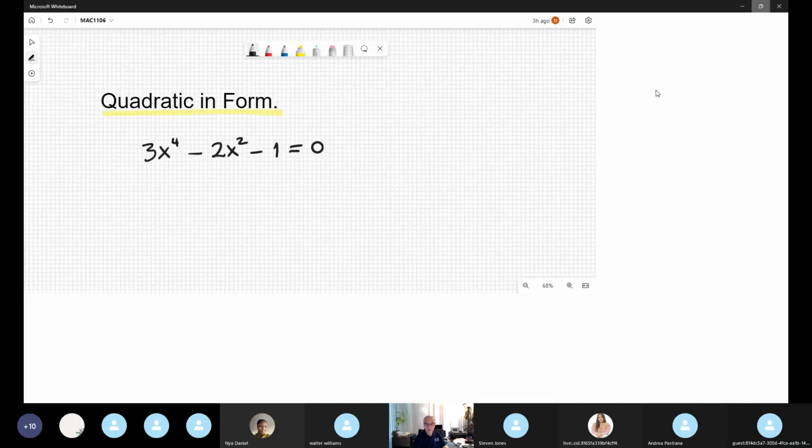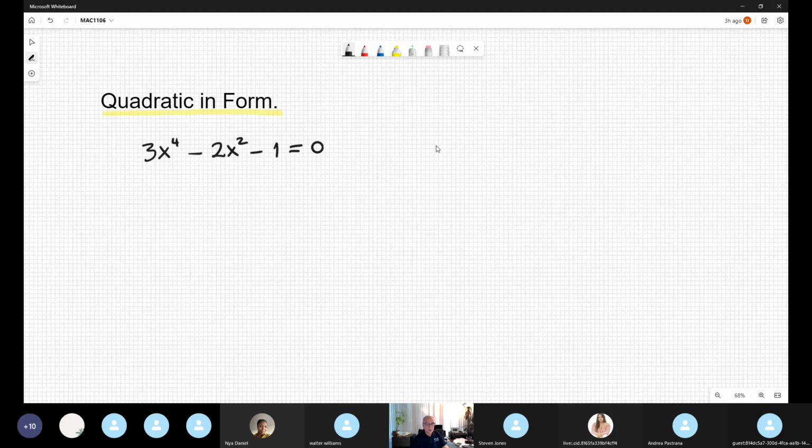We don't finish. Precise. Look, let me show you. Easy and important. This is a quadratic in form equation. What does it mean to be quadratic in form?